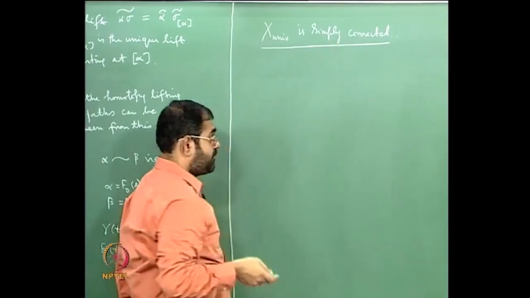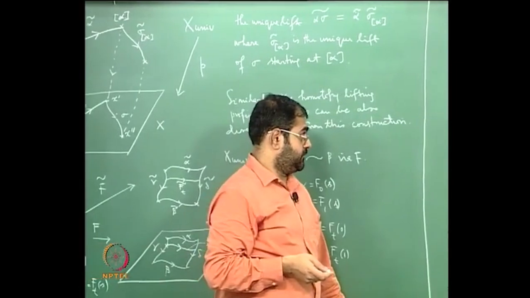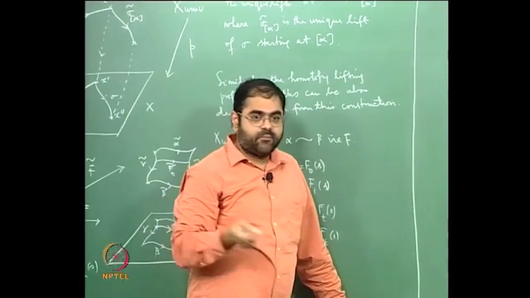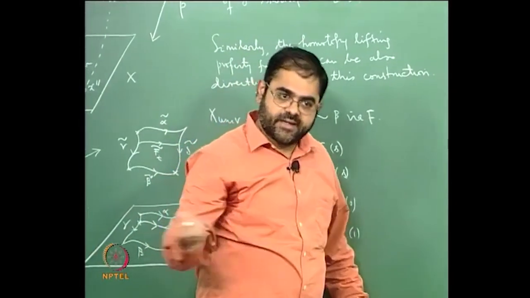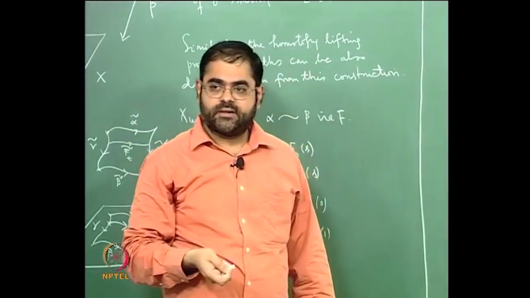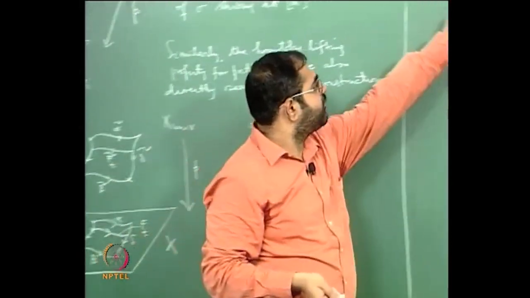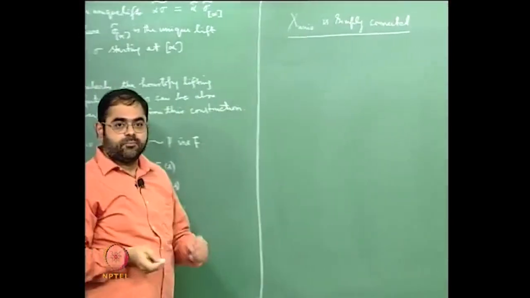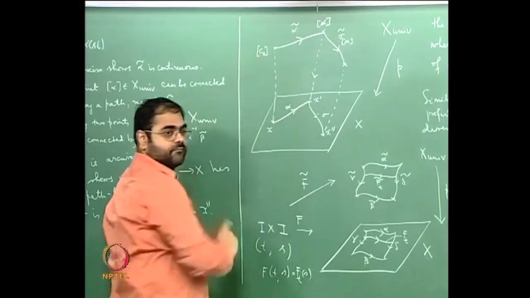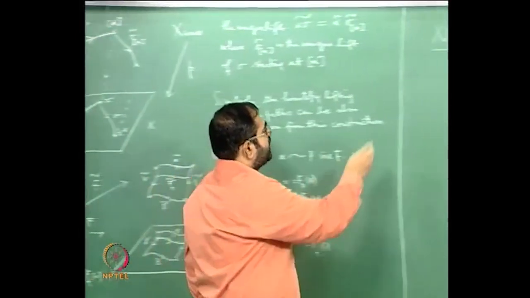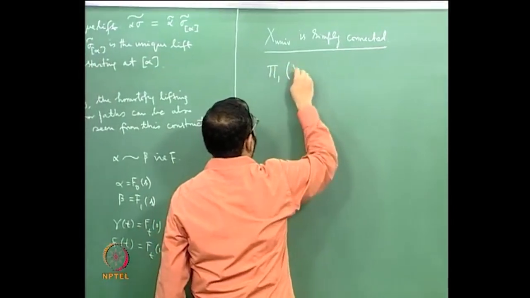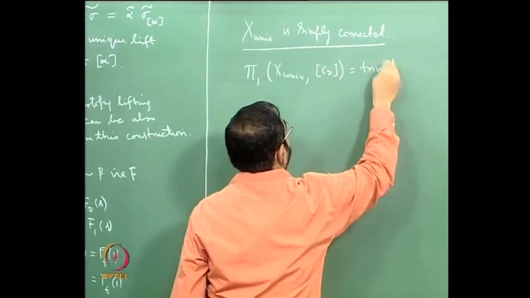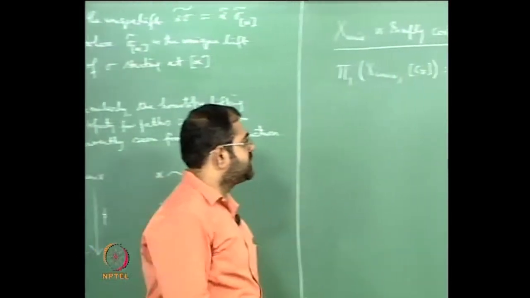I'll have to show that the fundamental group at any point is trivial. But you know the fundamental groups at different points are going to be isomorphic, so I can choose any one point and show that the fundamental group at that point is trivial. That's because I've already shown that X sub univ is arcwise connected. So what I'll do is I'll show that pi 1 of X sub univ comma c_x is trivial. Is a trivial group.